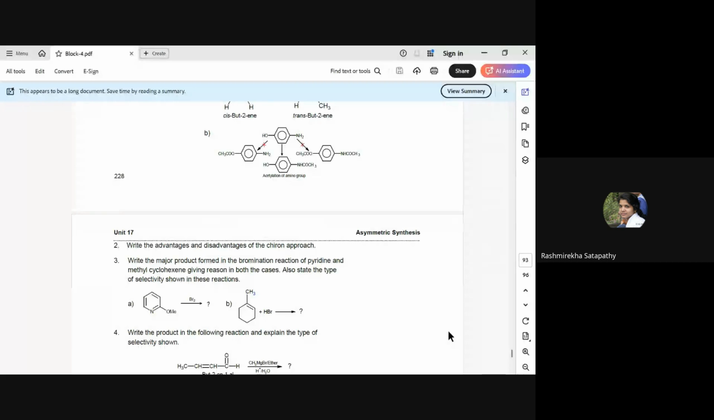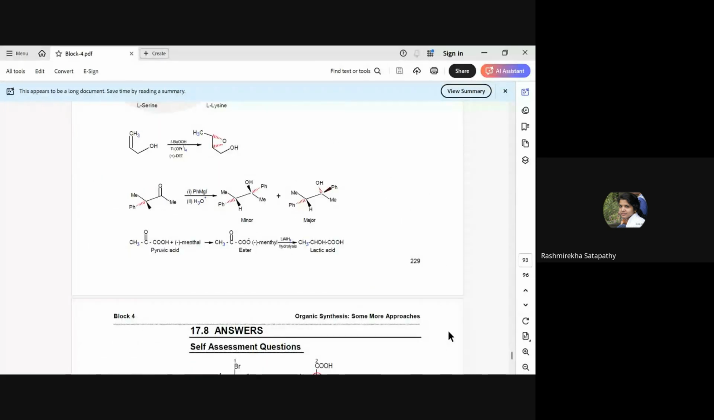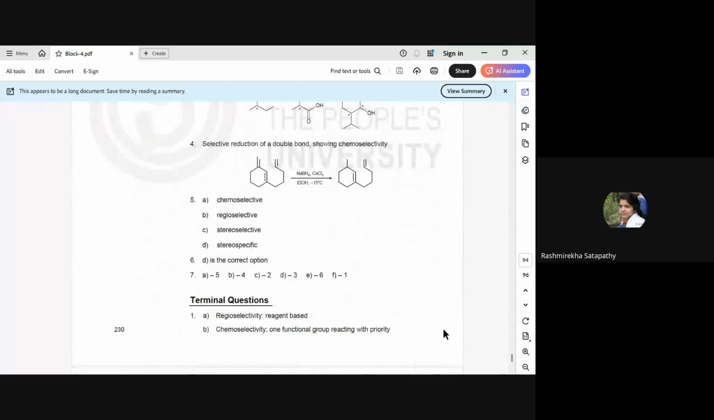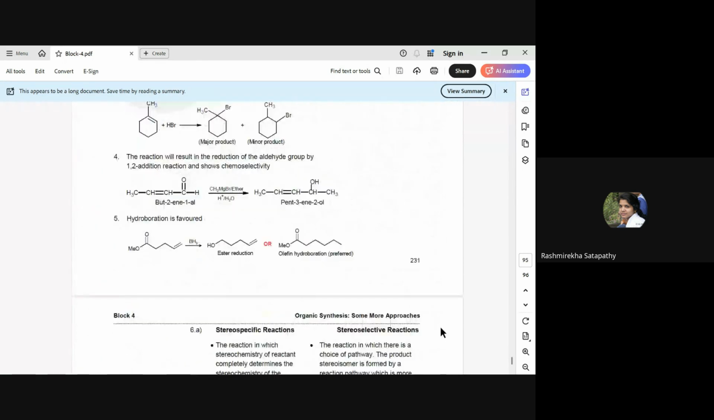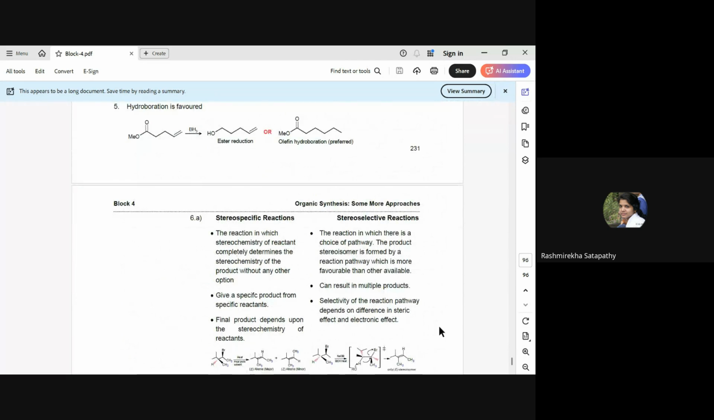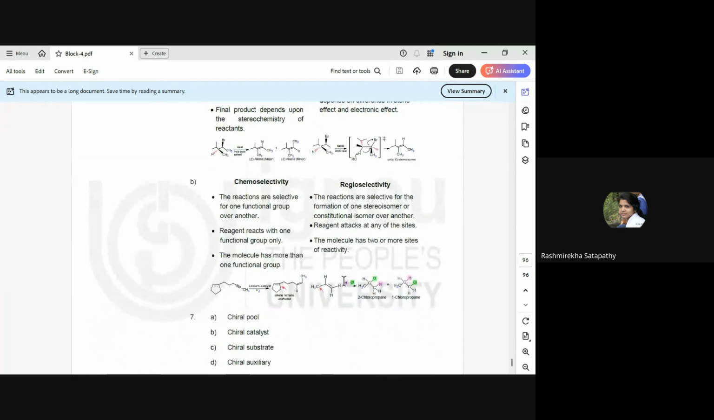So these are the questions. The questions are there. Also, stereospecific reaction and stereoselective reaction, the difference is there. Chemoselectivity, regioselectivity.